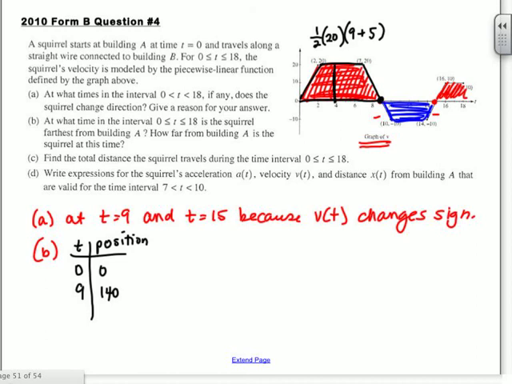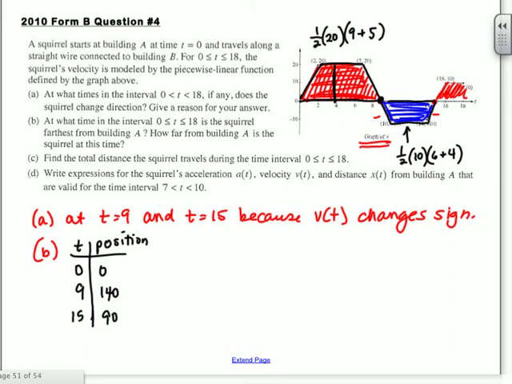Okay, now all of a sudden it's going back towards building B, so now we're adding in a negative number. So that's this trapezoid, this blue trapezoid. So that's 1/2. Its height is 10. B1 is between 9 and 15, it looks like, so 6. B2 is between 10 and 14, so 4. So 50, and it's negative. So the squirrel has gone forward a certain amount of distance, and now it's going back 50. So you're at 90. So that's at time 15.